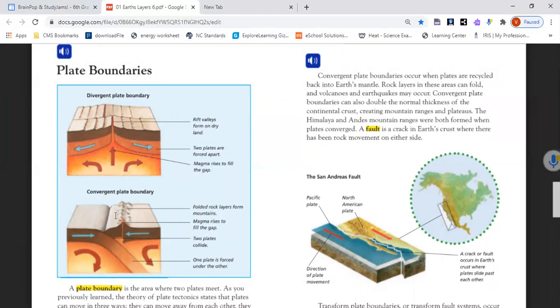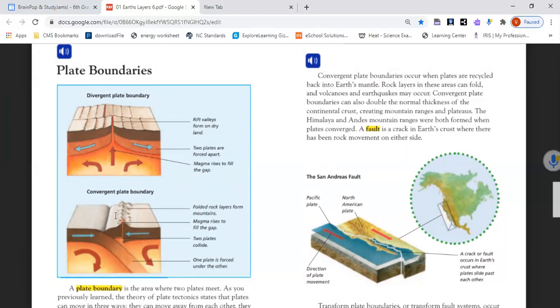Because other plates are coming in, the crust at convergent plate boundaries will always be a little bit stronger. Convergent plate boundaries can double the normal thickness of the continental crust, creating mountain ridges and plateaus. The Himalayas and the Andes mountain ranges were both formed when plates converged. So the Himalayas were formed when plates converged together, and the Andes in the same way.